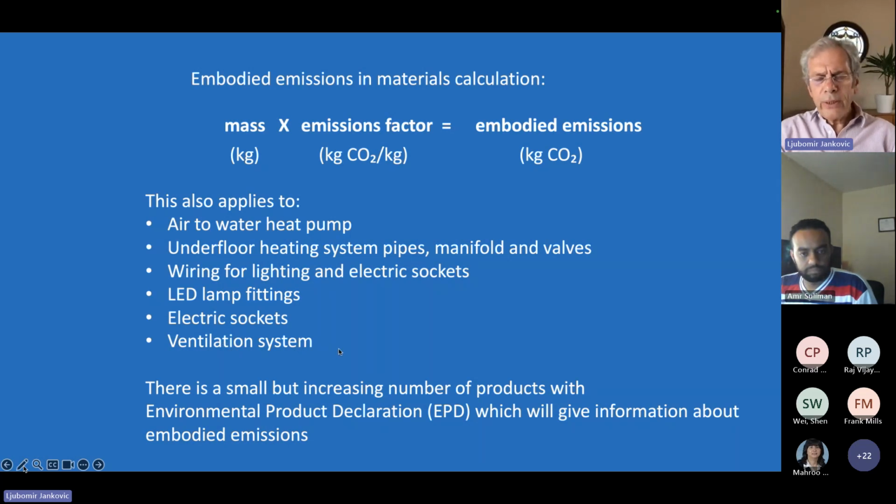Now, there is a small but increasing number of products with an Environmental Product Declaration, or EPD, which will give information about embodied emissions, and that will save you a lot of time.